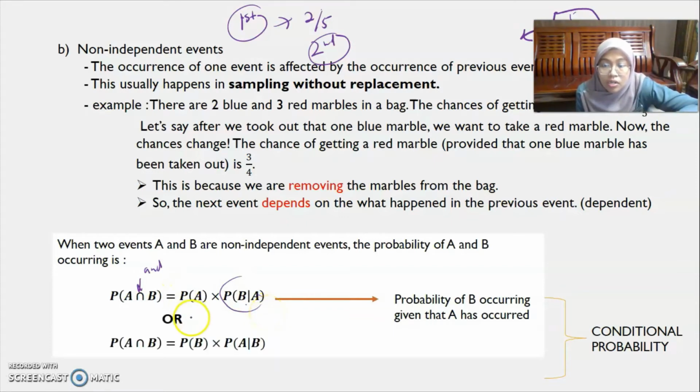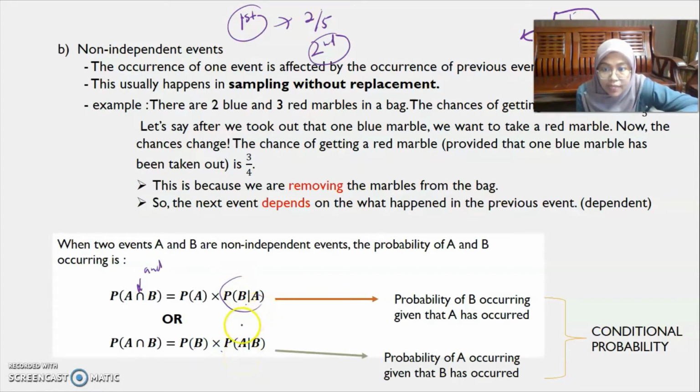The second formula to find the probability of A and B for non-independent events is the probability of B multiplied by the probability of A given B. The probability of A given B is the probability of A occurring given that event B has occurred. These two are conditional probabilities, where an event has occurred before the other event takes place. So this is known as conditional probability.